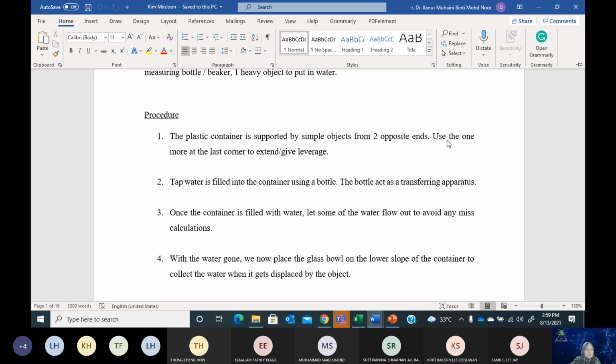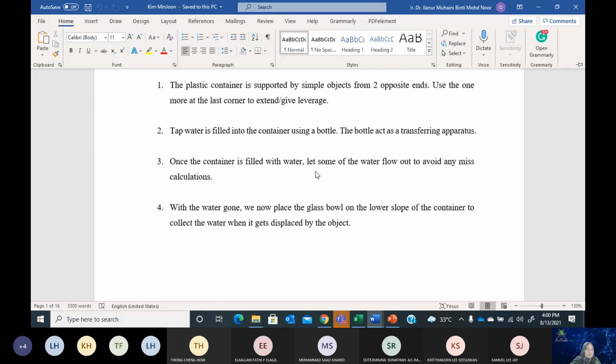See, don't understand. At the last corner to extend or give leverage. Okay, so make a better sentence. Tap water is filled into container using a bottle. The bottle acts as a transferring apparatus.